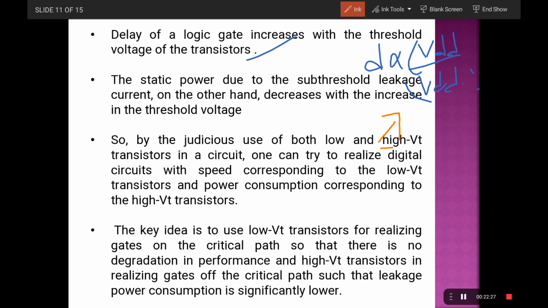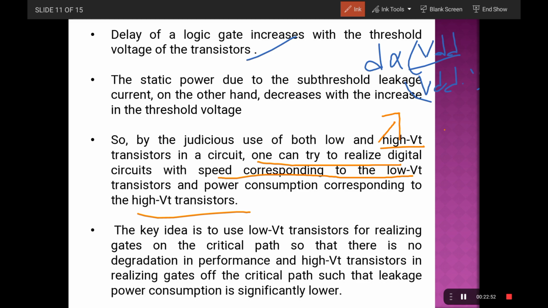So that means a high threshold voltage circuit is one that can try to realize the digital circuits with the speed corresponding to the low VT transistors. So that is nothing but the basic criteria. Low VT transistors as well as high VT transistors are responsible for maintaining the performance as well as power dissipation. That's why these are the two important parameters you always have to keep in mind, right?